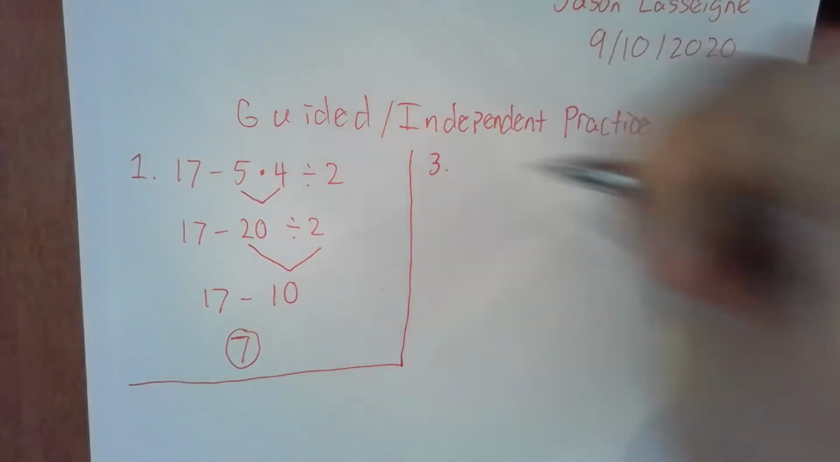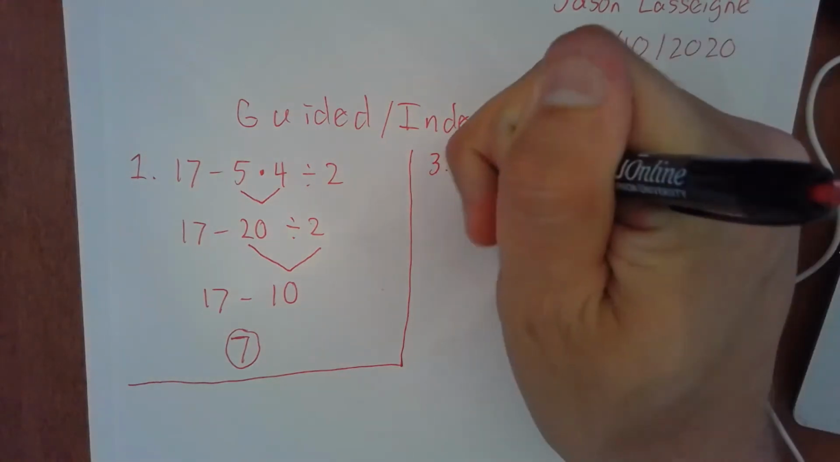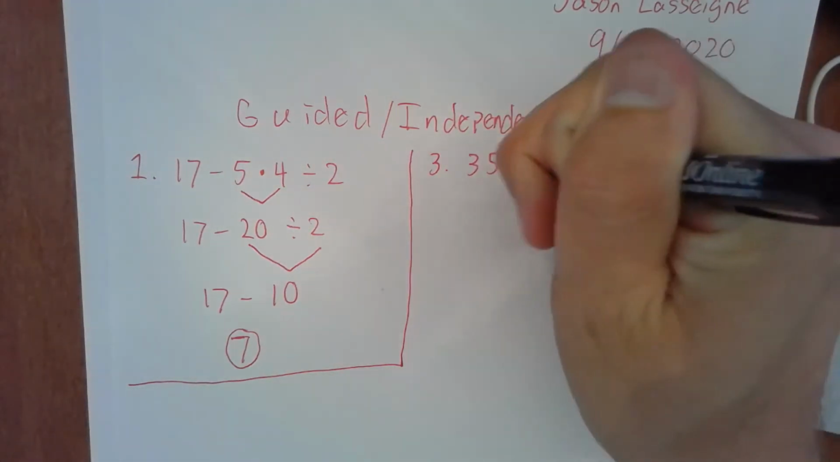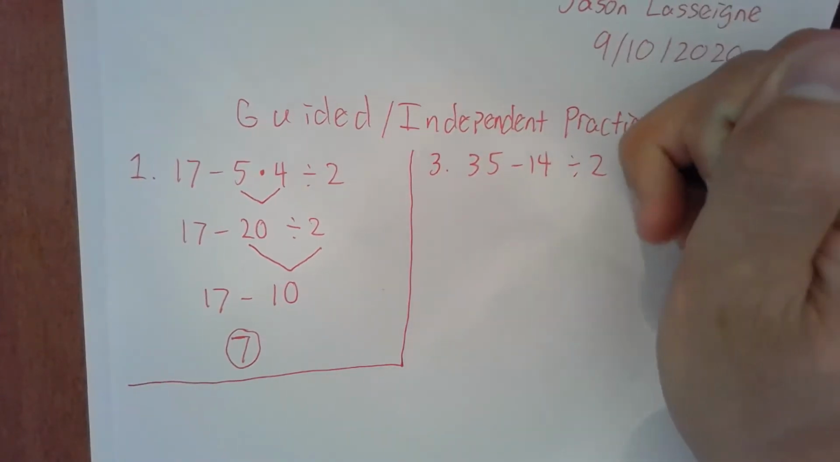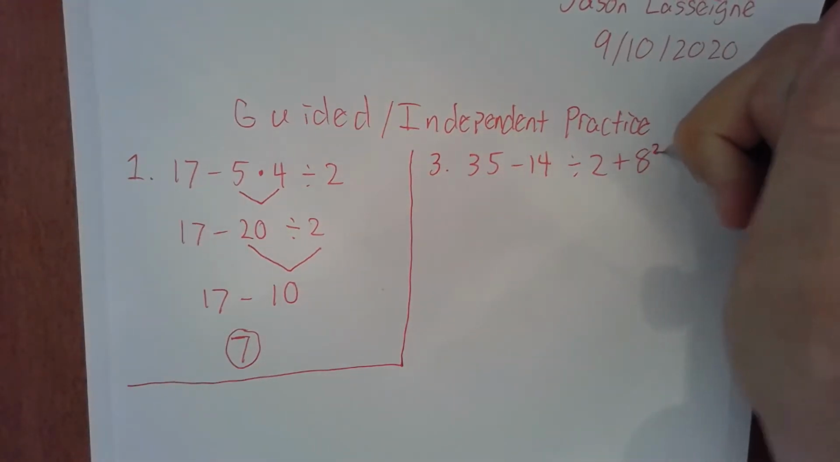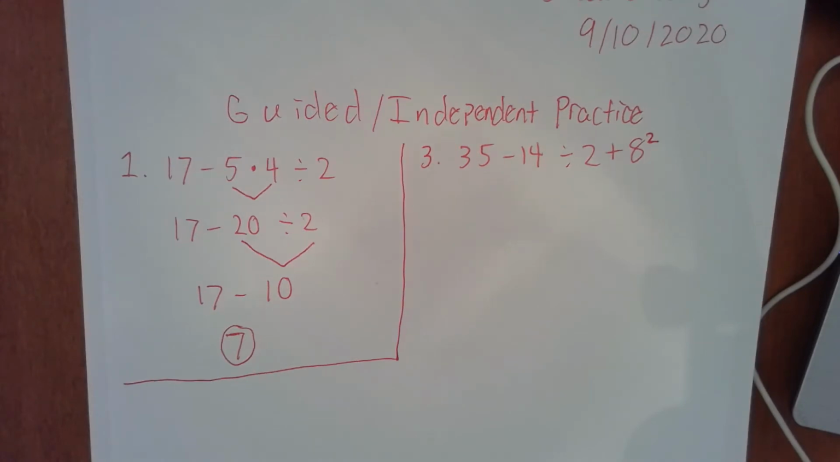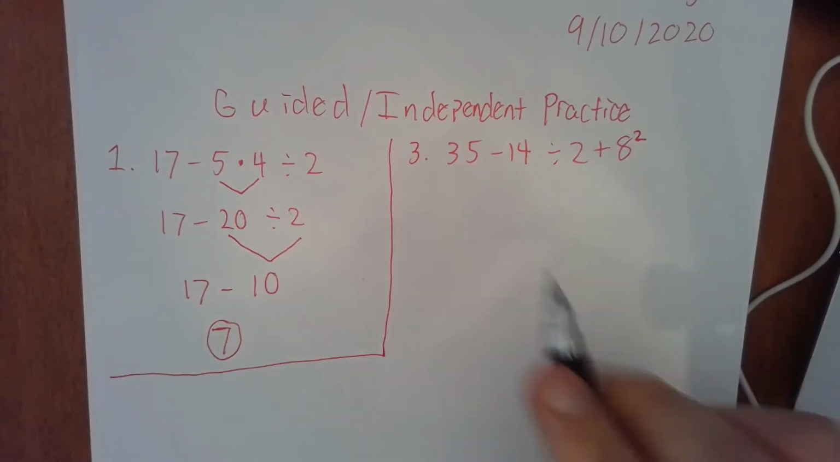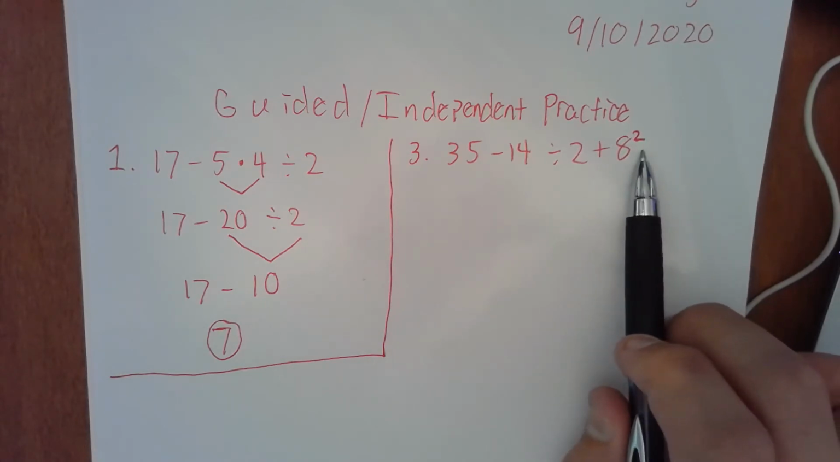Okay, so the second problem is actually number 3 because it was the odd numbered problems. So this one is 35 minus 14 divided by 2 plus 8 squared. Okay, so here we actually have 4 operations. We have subtraction, division, addition, and exponent.